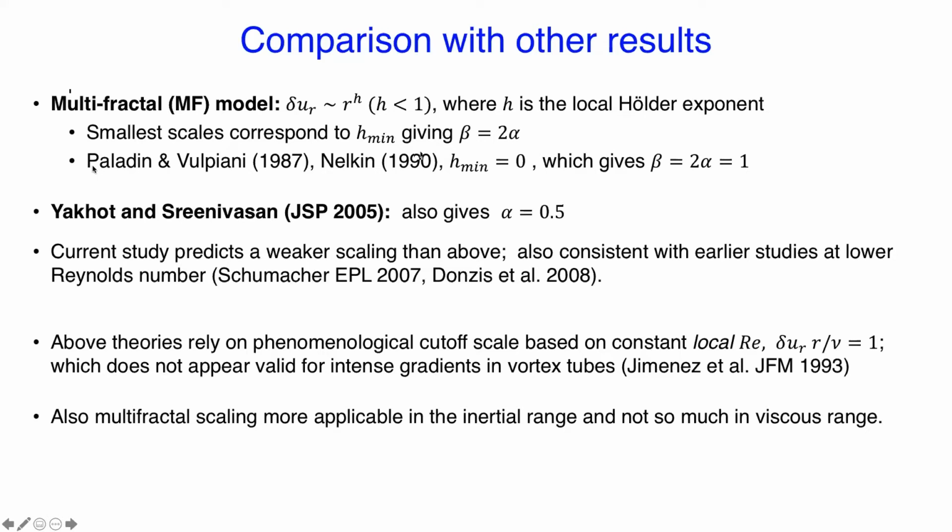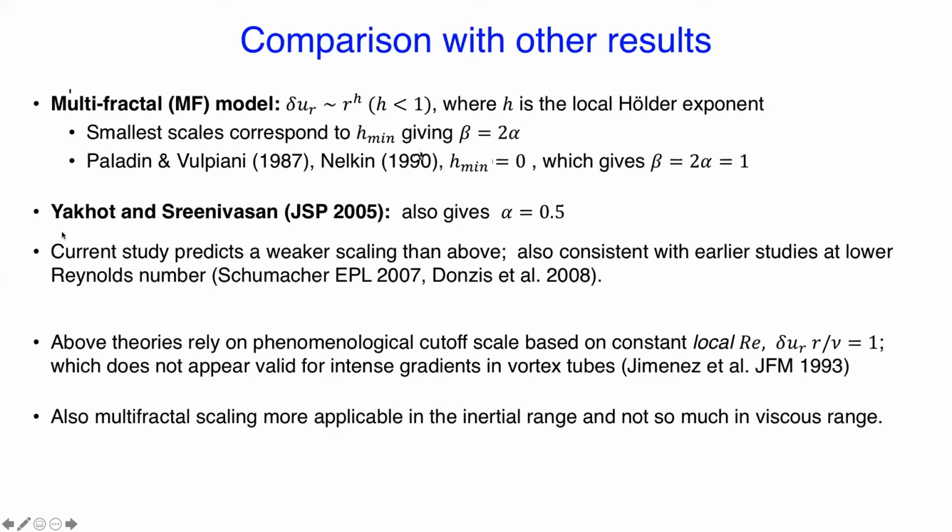Some papers have earlier conjectured that the h min would be 0 for turbulence, and that gives beta equal to 2 alpha equal to 1. I have not shown the derivation, but one can look it up if they want to. What this gives is basically that beta is 1 and alpha is 0.5. And what we got was beta equal to, recall, 0.77 and alpha equal to 0.27. So both beta and alpha that we obtain are a bit weaker than this value here.